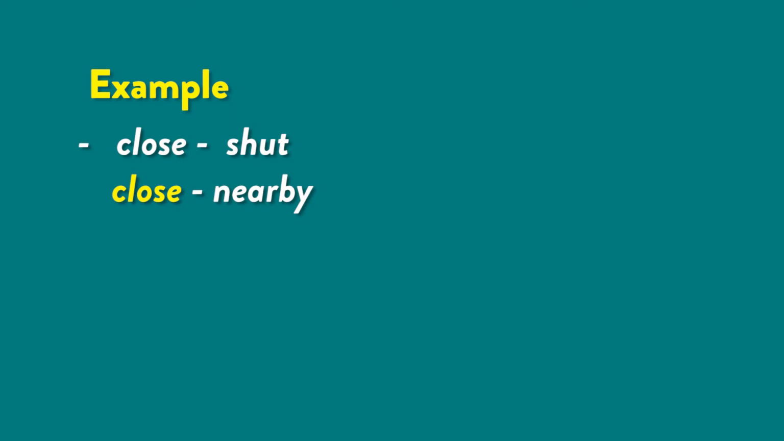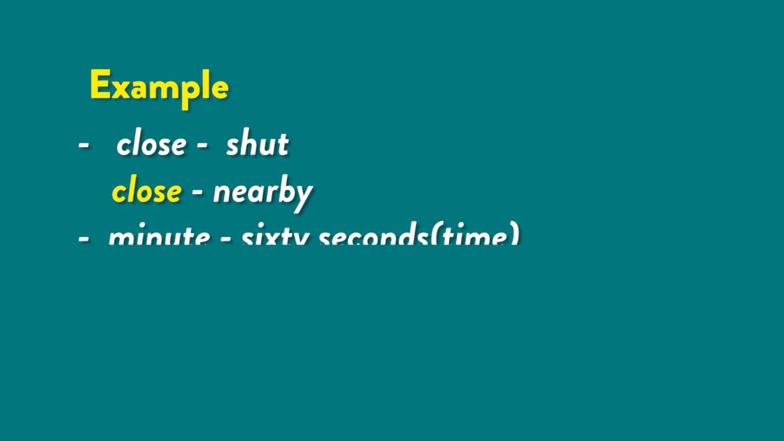We have close. Do you know that one word has two pronunciations and two various meanings? Well, close can mean close, which tells us to shut something, or it also can be pronounced close, as in something that is nearby. So we have close and close.